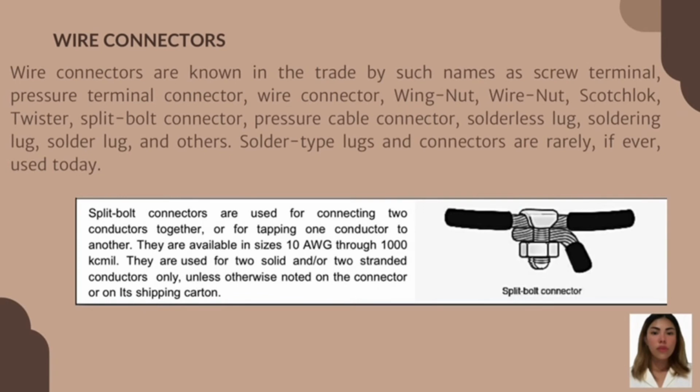Wire connectors are known in the trade by such names as screw terminal, pressure terminal, connector, wire connector, wing nut, wire nut, Scotchlok, twister, split bolt connector, pressure cable connector, solderless lug, soldering lug, solder lug, and others. Solder type lugs and connectors are rarely, if ever, used today. So, hindi na siya masyadong ginagamit as of today.